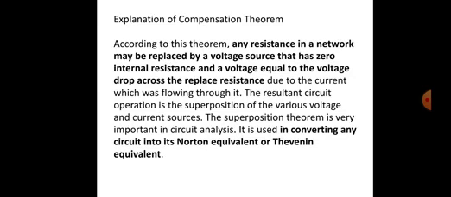Explanation of the compensation theorem. According to this theorem, any resistance in a network may be replaced by a voltage source that has zero internal resistance and a voltage equal to the voltage drop across the replaced resistance due to the current which was flowing through it.